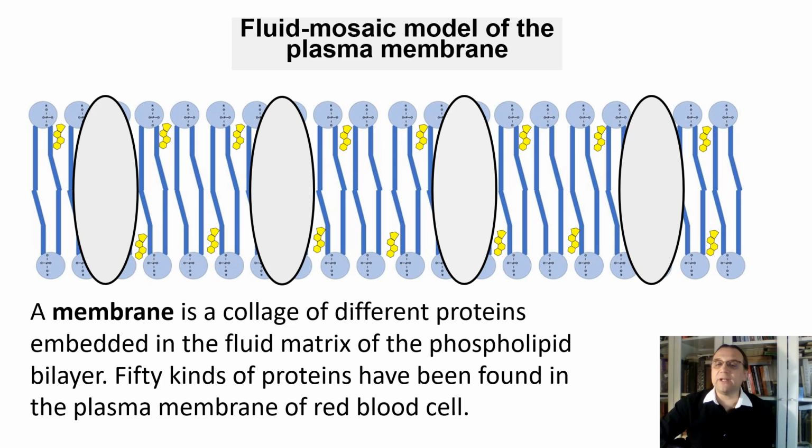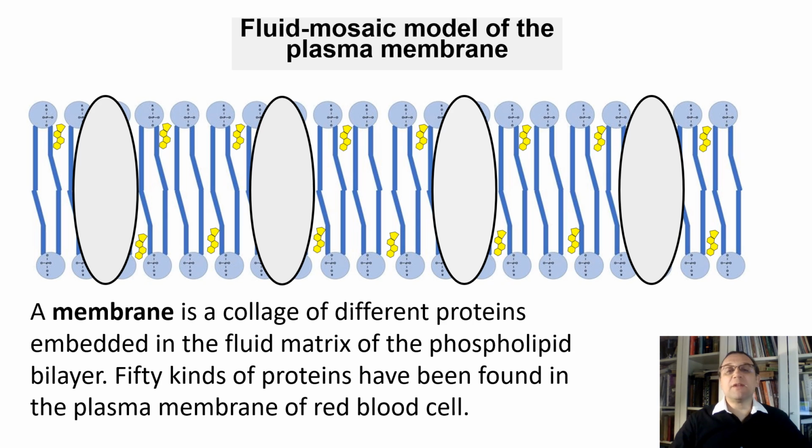On this slide, you see proteins that penetrate the hydrophobic core of a phospholipid bilayer. I believe you understand the etymology of the name. Bi means two or double. The membrane consists of two layers of phospholipids. A membrane is a collage of different proteins embedded in the fluid matrix of the phospholipid bilayer. 50 kinds of proteins have been found in the plasma membrane of the red blood cell. Because of this mosaic arrangement of proteins and lipids and the fact that membranes are fluid, the model that you see on the slide is called the fluid-mosaic model of the plasma membrane.